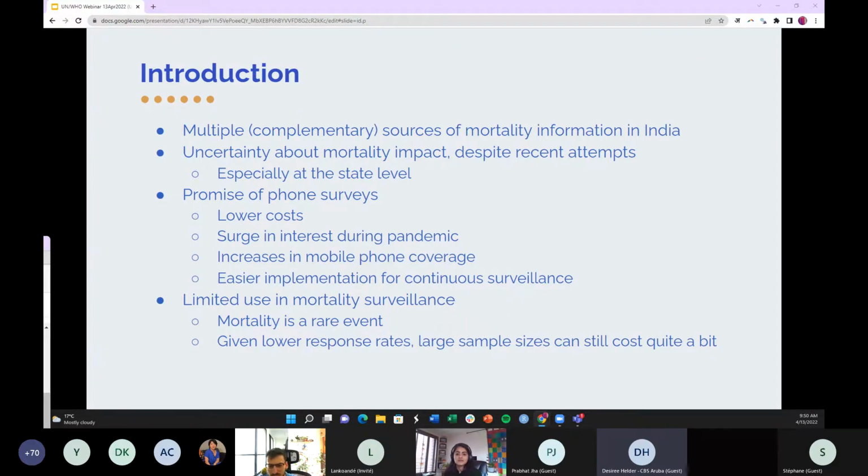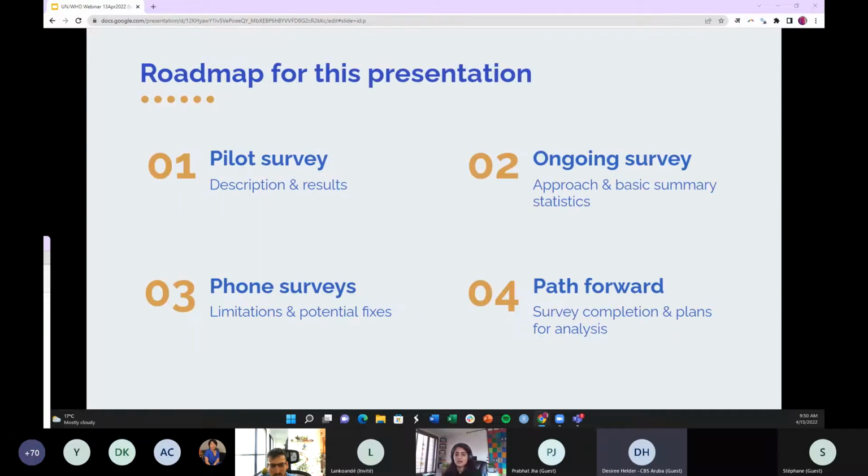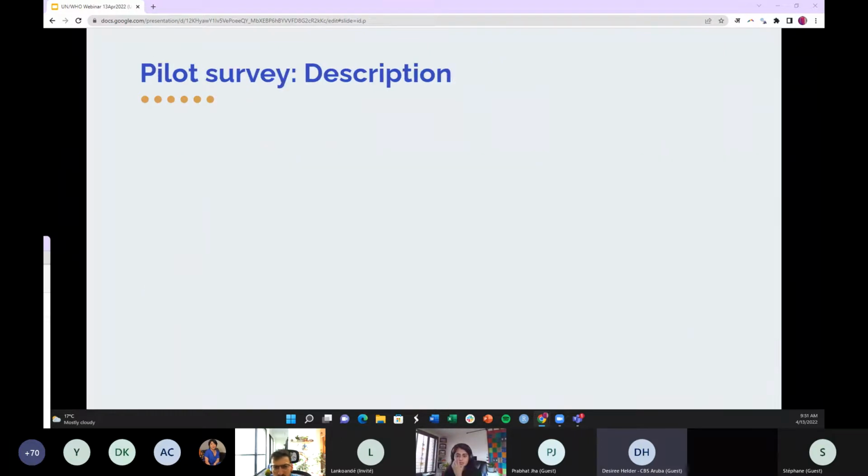So here's a roadmap for my short presentation today. My colleague Ashish is here, and we both look forward to your feedback, and we'll be happy to take questions at the end. I'll quickly talk through a pilot survey that we did that spurred a larger survey that is currently ongoing, and then share some thoughts on phone surveys, their limitations, and potential fixes that we're thinking through. Let me begin with a quick description of the pilot survey we did in 2021, and then use the data to estimate excess mortality due to COVID-19 in this specific state.